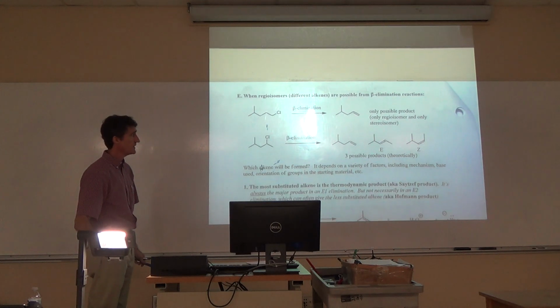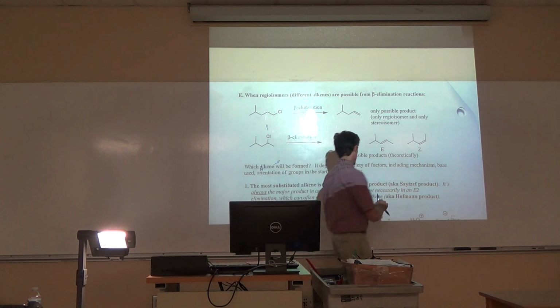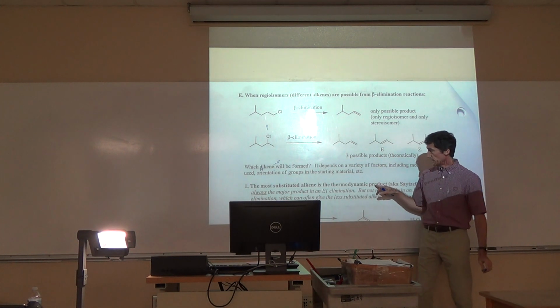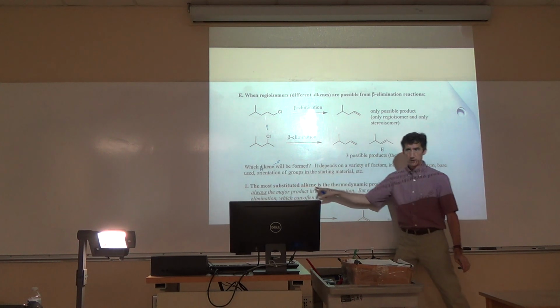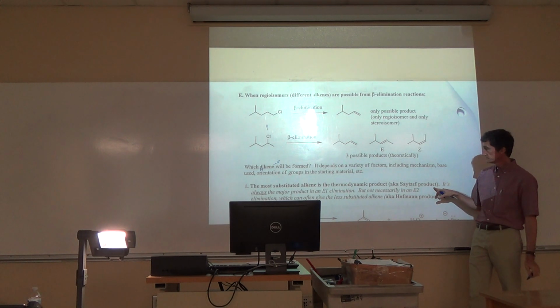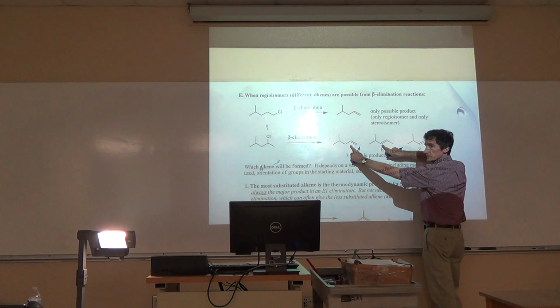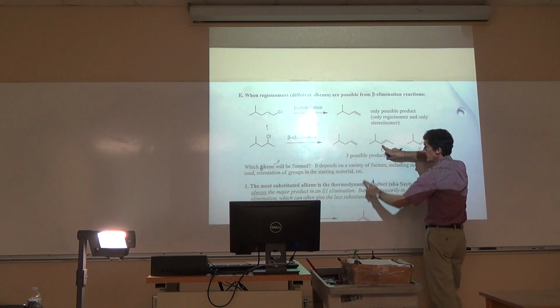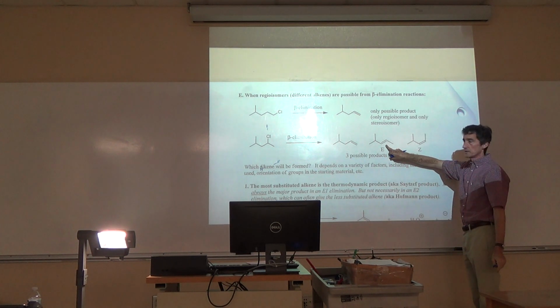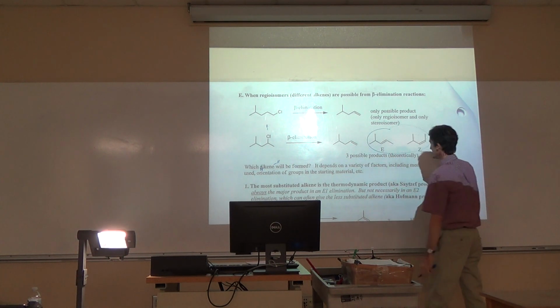First off, we have some terminology. The most substituted alkene is the thermodynamic product. Why? Because it's most stable. It's called the Zaitsev product. Up here, between the first two, which one's the Zaitsev product? The second one. Most substituted, the second one. Well, what would you call this compared to maybe that one? Yeah, both of these are Zaitsev products.